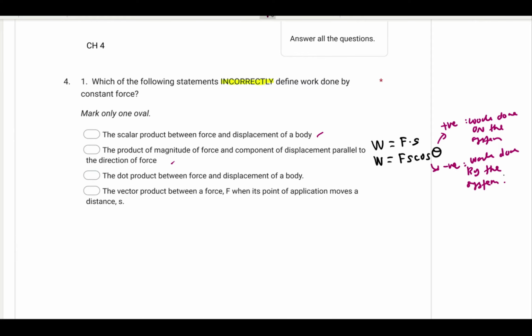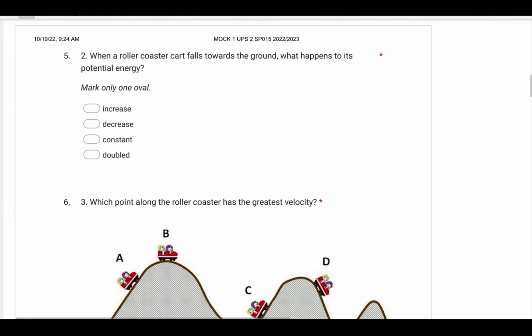And then the dot product between force and displacement. Yes, W equal to F dot S. And the last one, the vector product. Baca saja vector product, kita nampak salah lah. Dia bukan vector product, tetapi scalar product. Alright, so the answer is D. Okay, so question number 2.